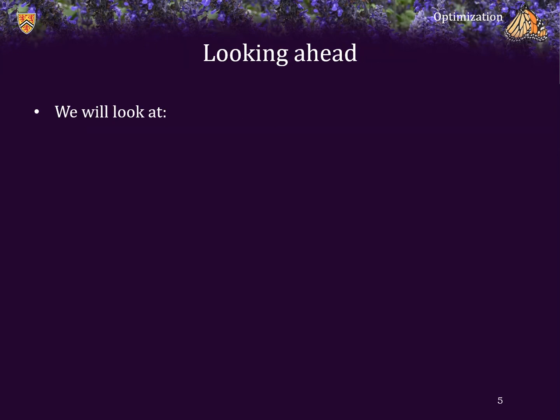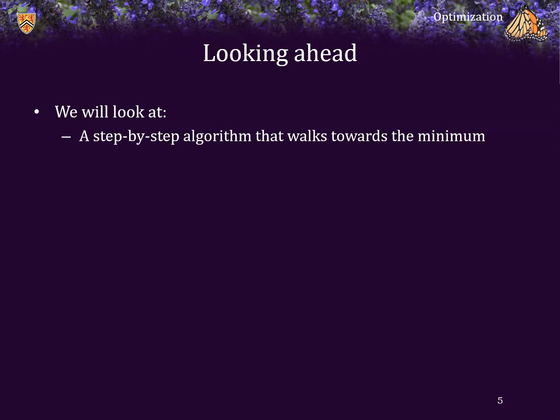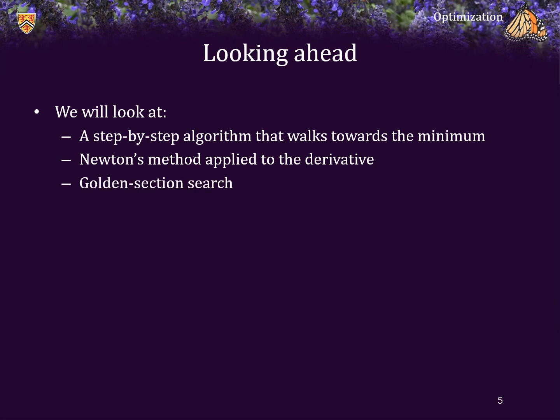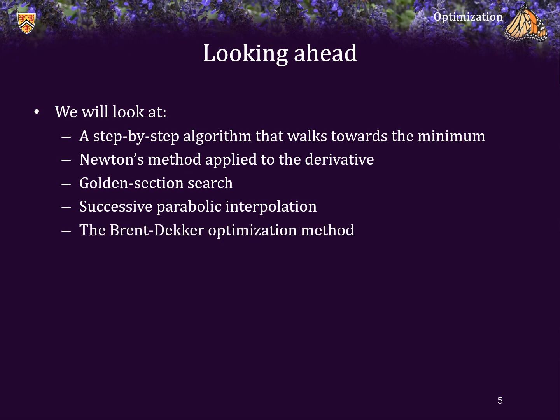Now, we are going to look at a number of algorithms. We'll start with a step-by-step algorithm that simply walks towards a minimum. We'll then look at Newton's method applied to the derivative of a function. Next, we're going to instead go back to the golden section search, and then we will try successive parabolic interpolations. Finally, we'll look at the Brent-Dekker optimization method.